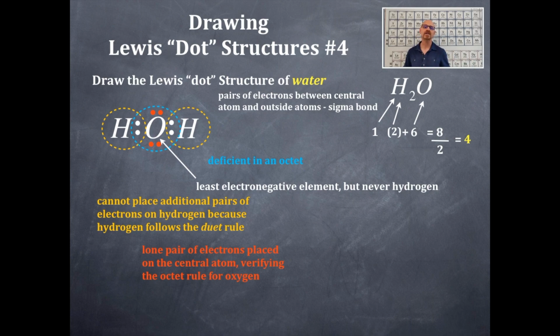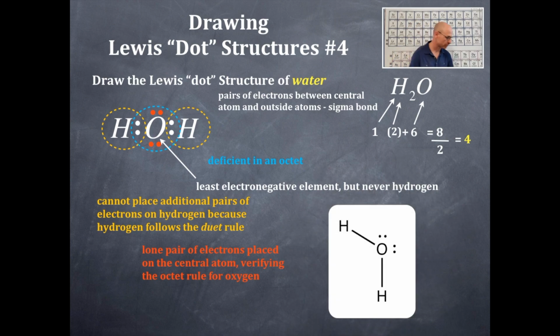Now I can rewrite this whole entire Lewis dot structure with lines representing bonding electrons and again dots representing non-bonding electrons. And then I get this structure right here. Okay? Hopefully that works out for you.